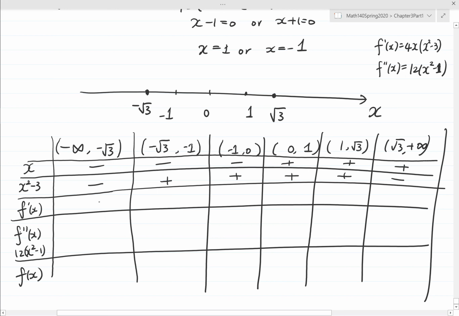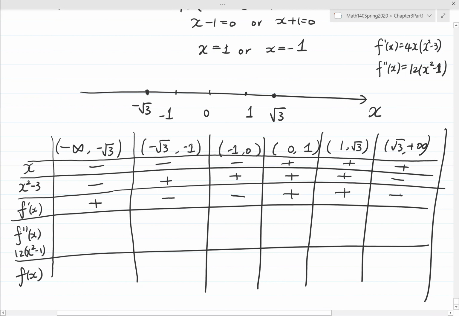And then f derivative is the product of these factors, okay? And then multiply a positive factor 4. So this is negative, negative, so we get a positive. Negative, positive, their product is negative. Negative, positive is negative. Negative, positive, positive is positive, their product. Positive, positive is positive. Positive, negative is negative.